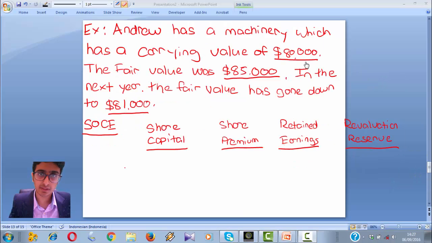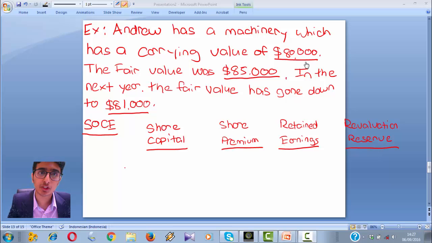We have looked at what happens when a revaluation upwards takes place. By revaluation upwards, I mean that the fair value of my asset is greater than the carrying value. Fair value is simply the market value, and carrying value is the value of the asset in my books, which I calculated using the formula cost minus accumulated depreciation. Now, let us see this scenario.